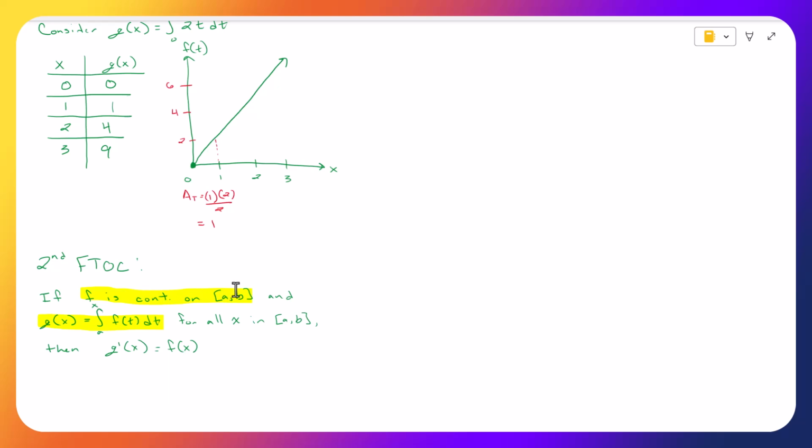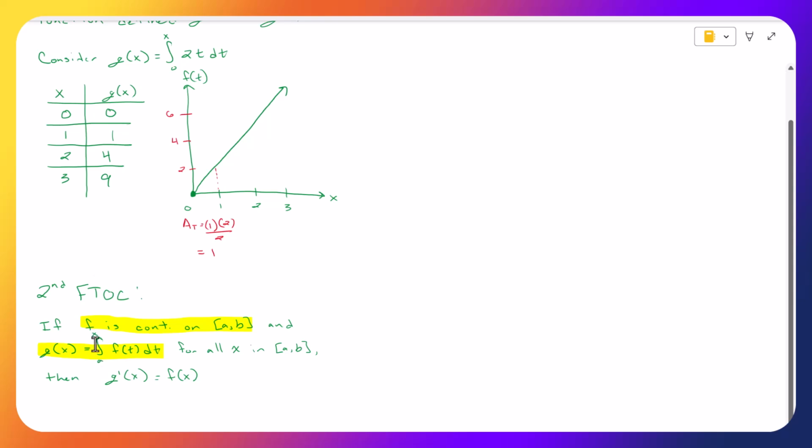If f is continuous on [a, b] and g of x equals the integral from a to x, so that a is just a constant up here, our a was 0, and our x was x, and then f of t, our f of t was 2t dt. So our function is the integral from a to x, where x is really the important part here. And we have some function in terms of t, taking the integral with respect to t, for all x in [a, b]. These are our hypotheses.